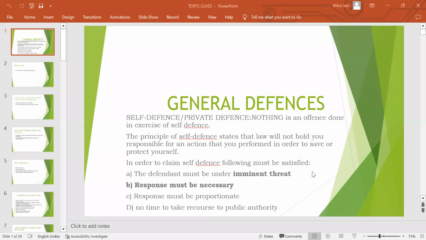Now, we also started with general defenses in the previous class, as far as I remember, right? Yes, sir. So we discussed volenti non fit injuria. Yes. So what is volenti non fit injuria? It's the voluntary taking of any risk.